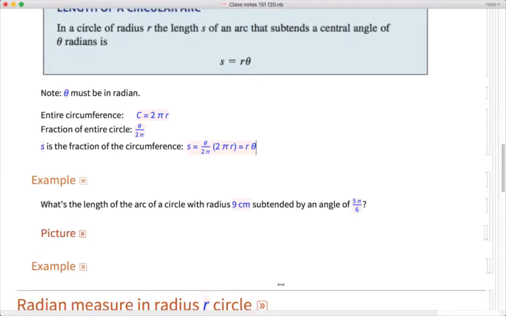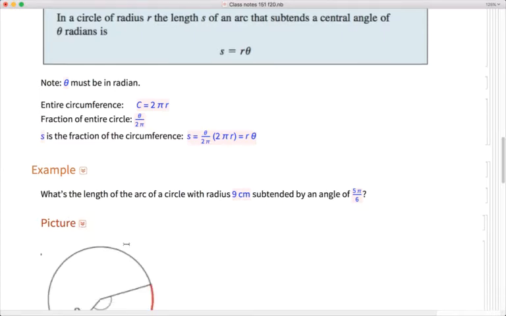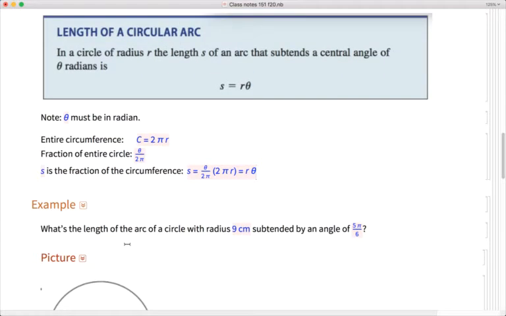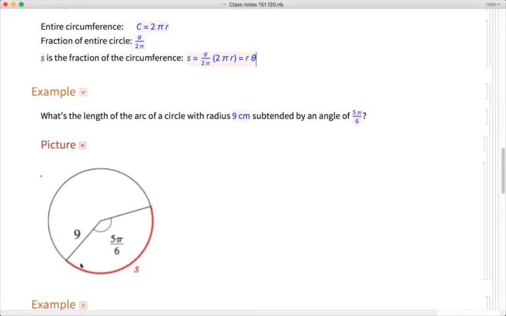What is the length of the arc of a circle with radius 9 centimeters subtended by an angle of 5 pi over 6? That's the type of question you're going to get on your reading quiz and on other quizzes and tests. And you have to be able to come up with a picture on your own. That's why you need to know what those words mean. Make sure you can, on your own, come up with this picture. This question is asking us to find the length of S, this red arc, on a radius 9 circle with a central angle of 5 pi over 6.